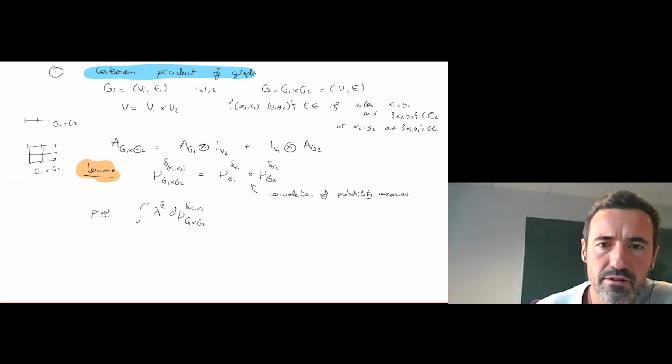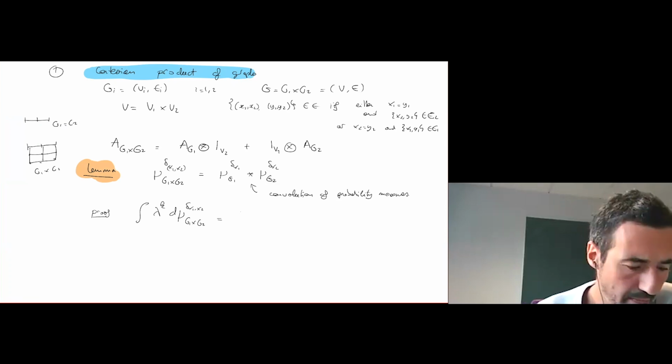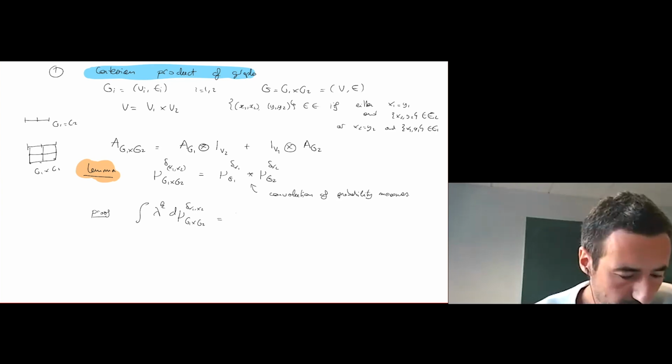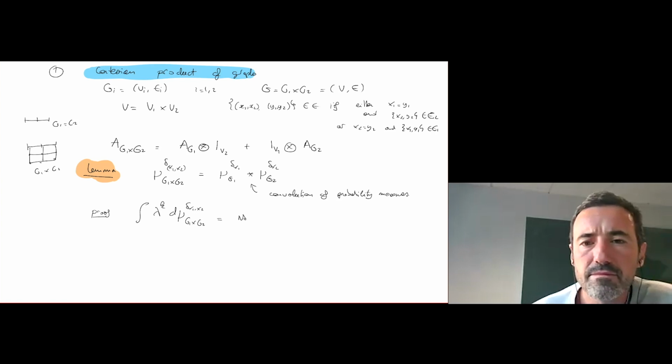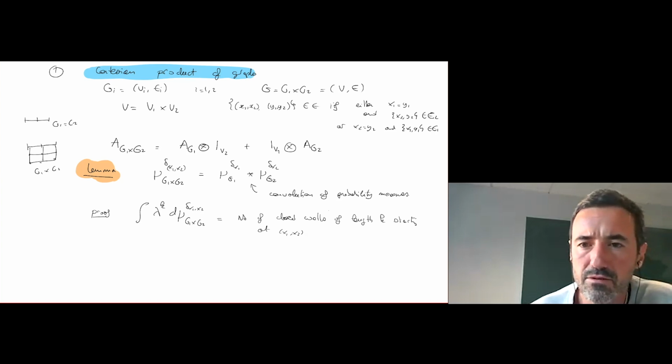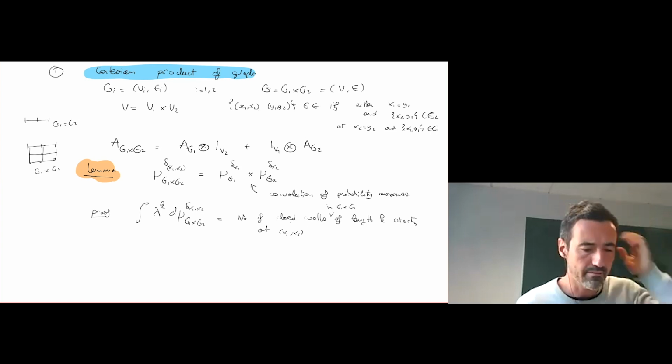Then you use the definition, but this is simply the combinatorial definition. This is the number of closed walks of length k starting at (x1, x2). So closed walks in the product.